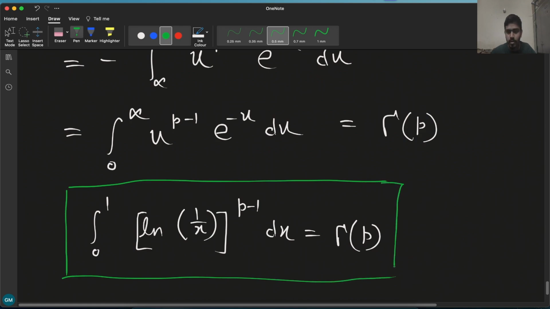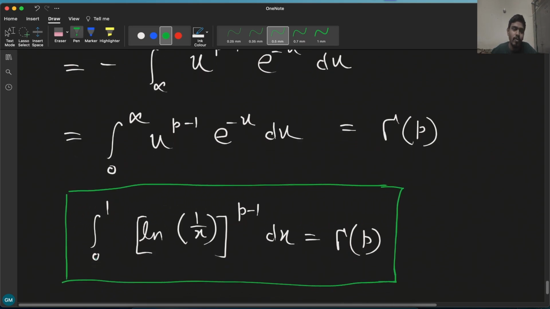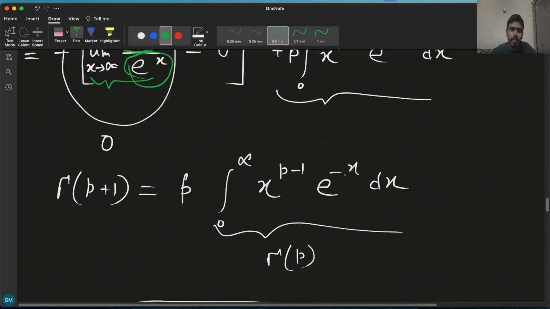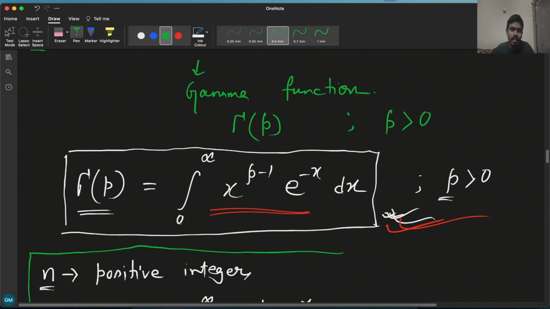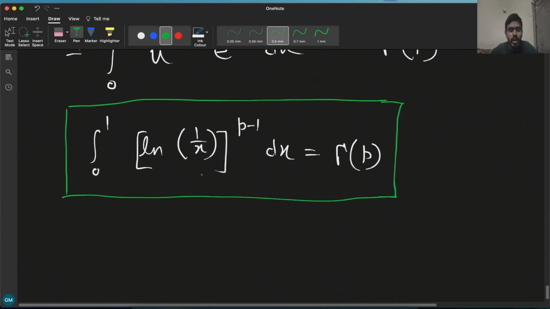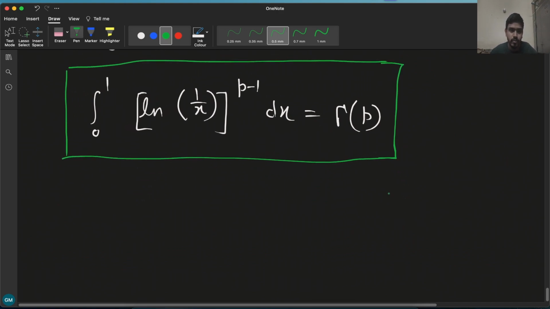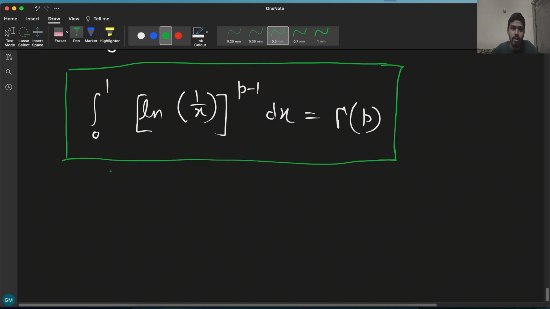Okay. So maybe in some applications you will see that the integration limit will be from 0 to 1, instead of going from 0 to infinity. Here this gamma function is defined with the integration limit going from 0 to infinity. Now in some cases you will find that the limit is from 0 to 1. So in that case, you can define this gamma function like this. So it's a new way of defining a gamma function. Okay, but the limit is from 0 to 1, not 0 to infinity.